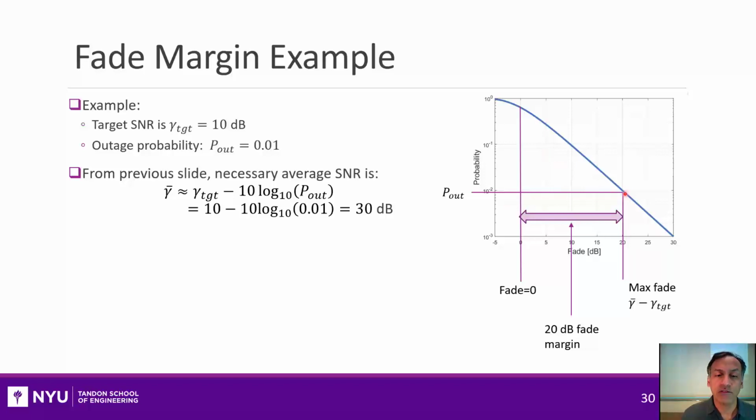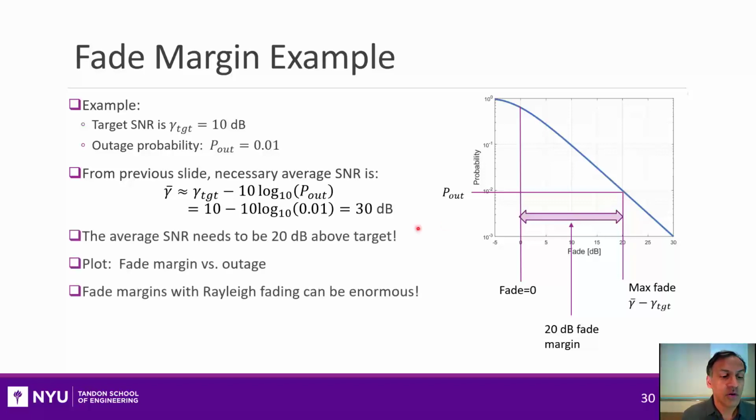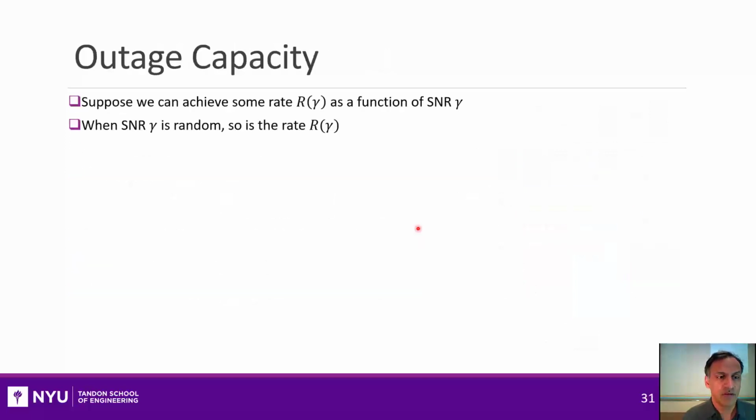And if you wanted to guarantee say 99.9%, you would have to add on an additional 30 dB. So the implication is that you have to put on 20 dB above the target, and that means that you have to add a very large fade margin. The average SNR is 30 dB in this case, but you can only reliably send at a rate that's compatible with 10 dB.